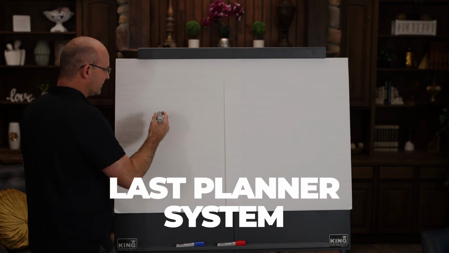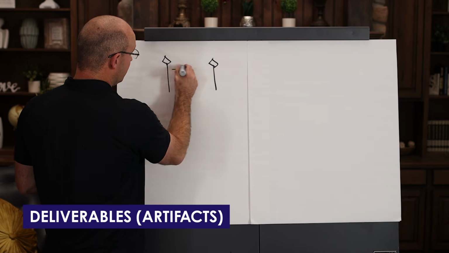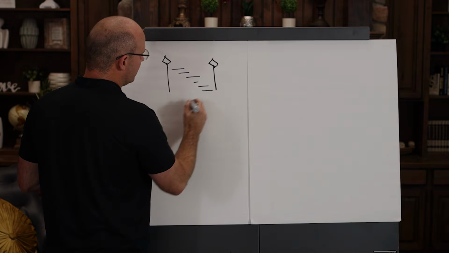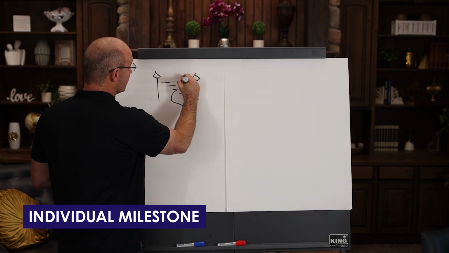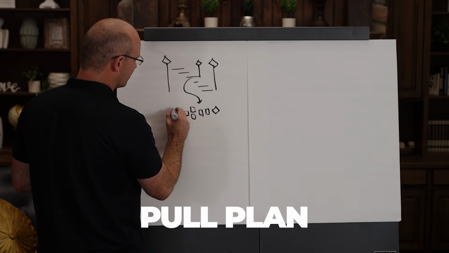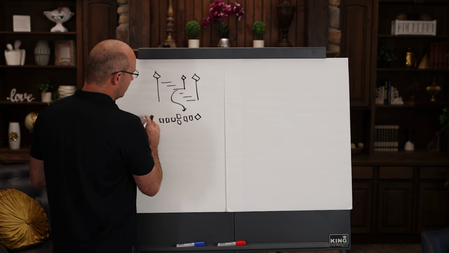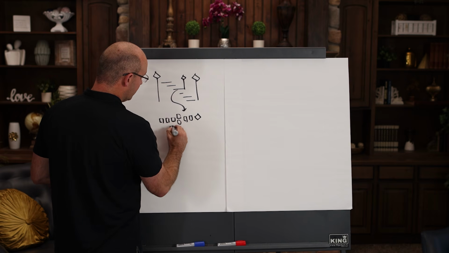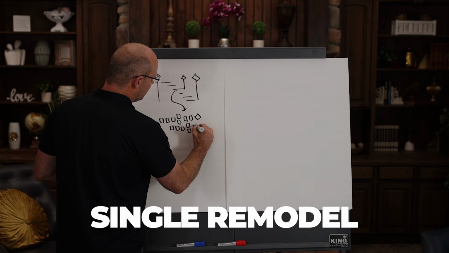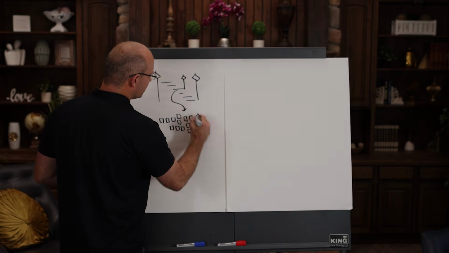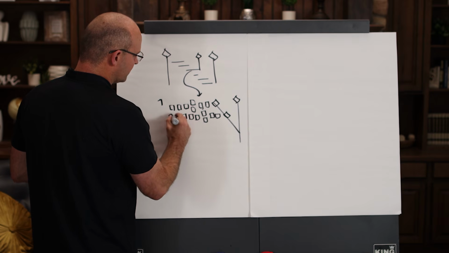Inside the Last Planner system, like we've talked about before, the deliverables or the artifacts will show in the Last Planner that you need to have a master schedule. Then you take a single phase with an individual milestone. I would say you pull plan within a milestone framework. But what you do is different. You don't just do it for the entire batched area. You do it zone by zone, and unless you're doing a single remodel, you will see that this milestone will actually cascade to the actual end phase milestone, zone by zone.